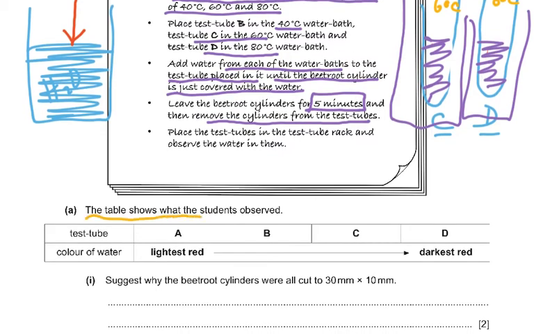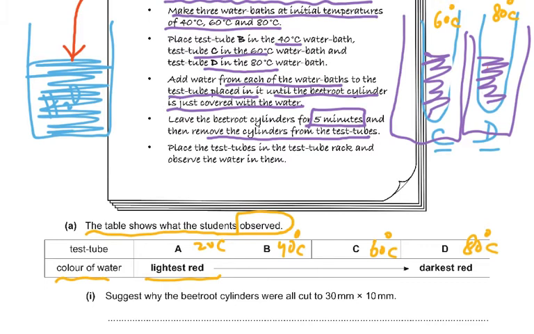The table shows what the students observed. Observed means what did they see? Conclusion is something else. You observed something, but the conclusion means what did you conclude? The color of water was the lightest red at 20 degrees Celsius. At B, it was slightly darker, then 60 degrees Celsius, and then 80 degrees Celsius.